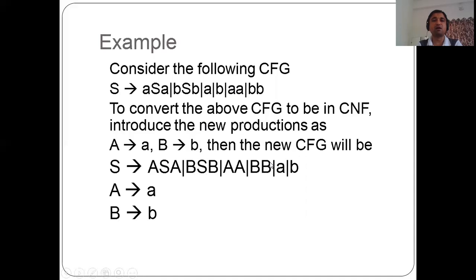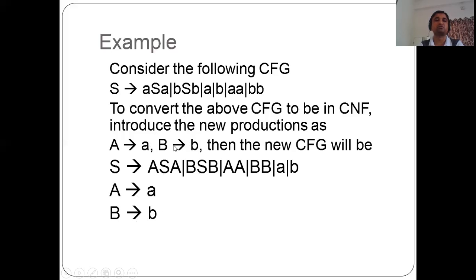Both capital A and capital B over here are known as non-terminal nodes. But we are not going to replace the small a and small b, because they are not a combination of terminal and non-terminal, they are only terminal nodes. So we are not going to replace the terminal node. We are only going to replace those production rules which are a combination of both terminal nodes as well as non-terminal nodes. So after adding this, we have to add two more production rules that we have introduced initially.